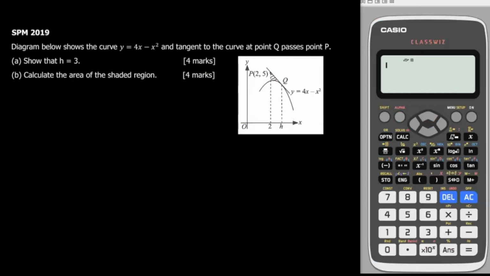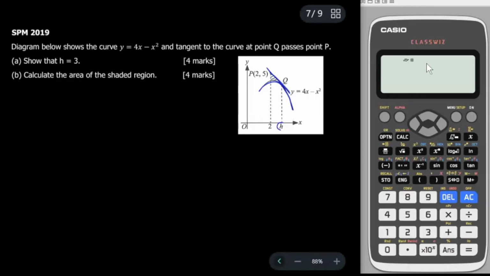Let's look at a question from SPM 2019. The diagram below shows the curve y equals 4x minus x squared, and the tangent to the curve at point Q passes through point P. So the curve is this curve, and this straight line is a tangent. So what is a tangent? A tangent is a straight line that touches the curve at one point only.